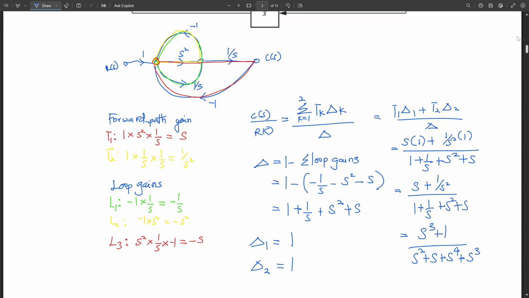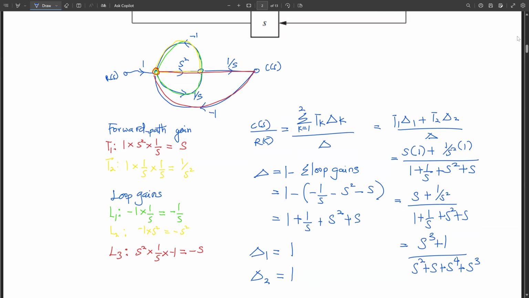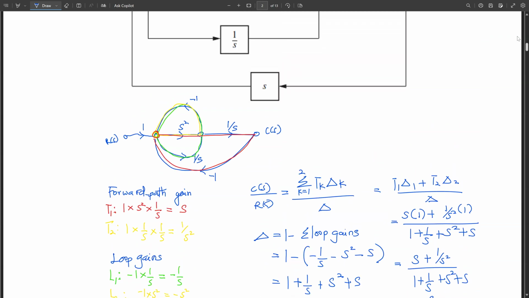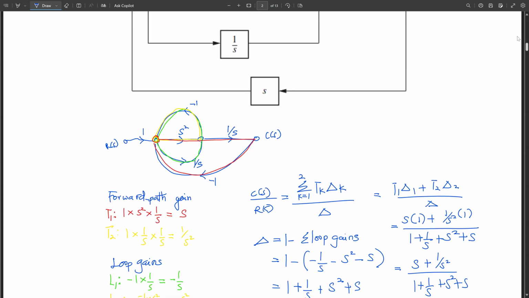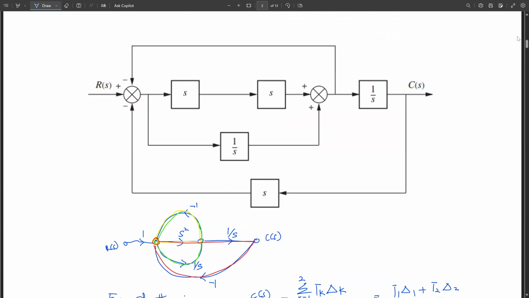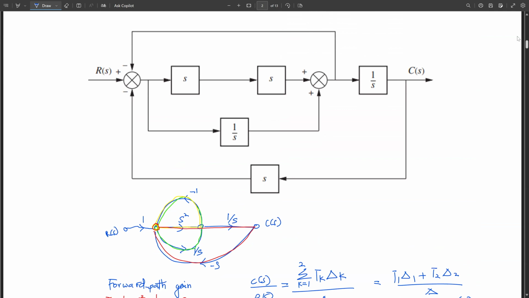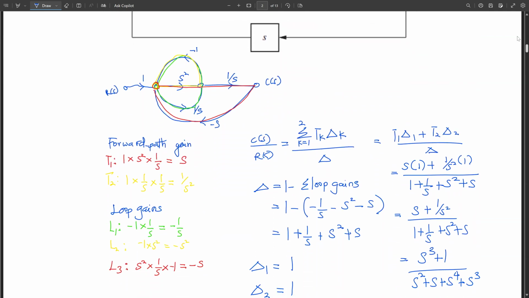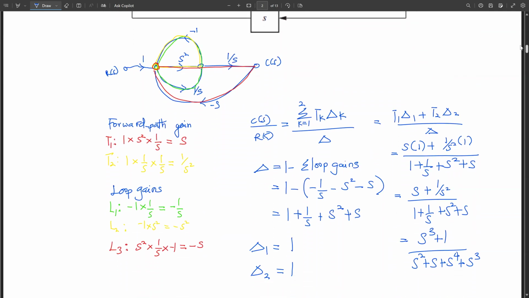So I made a mistake. As you can see, the transfer function of this branch right here is minus S. But then I wrote minus 1. So it's supposed to be minus S. So in that case, let me start the whole thing again.